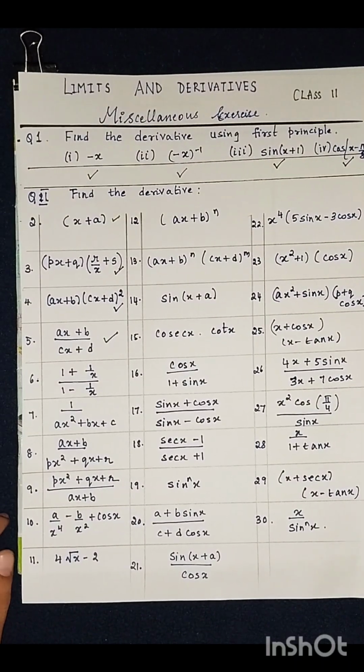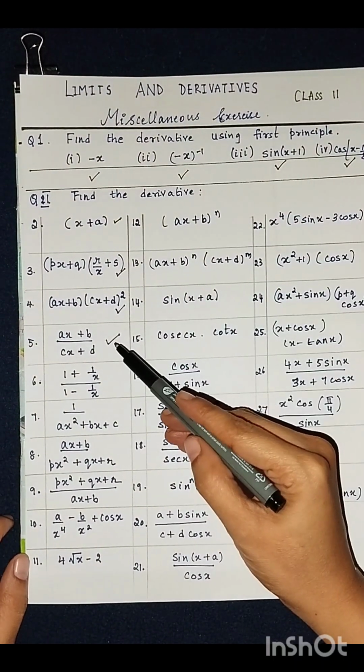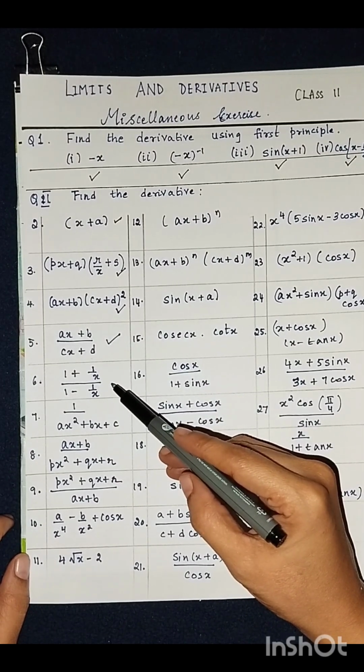Limits and derivatives, class 11 miscellaneous exercise. So we have completed 5 questions. Now we will find the derivative for the 6th one.